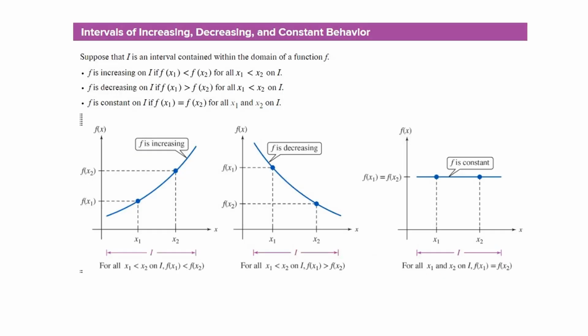Okay, so we're looking at intervals of increasing, decreasing, and constant behavior in a function. Suppose that I is an interval contained within the domain of a function f. F is increasing on I if f of x sub 1 is less than f of x sub 2 for all x sub 1 less than x sub 2 on I. F is decreasing on I if f of x sub 1 is greater than f of x sub 2 for all x sub 1 less than x sub 2 on I. F is constant on I if f of x sub 1 equals f of x sub 2 for all x sub 1 and x sub 2 on I.